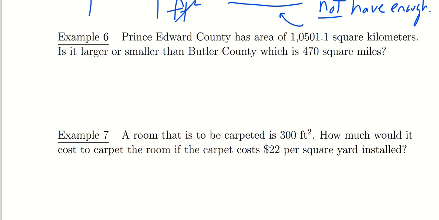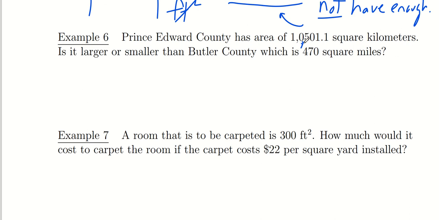Let's take a look at example 6. They say that Prince Edward County has an area of 1,000. Well, that's a weird number. Sorry, everybody, the comma's not in the right place. It should be 10,501.1 square kilometers. Is it larger or smaller than Butler County, which is 470 square miles?